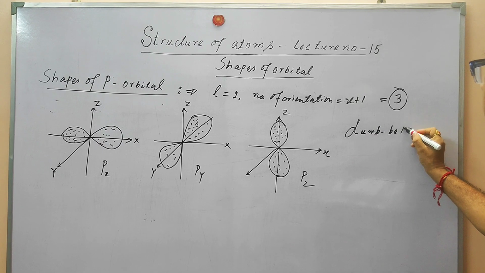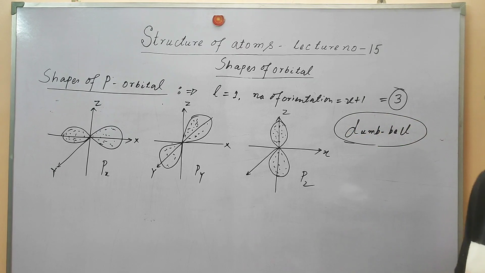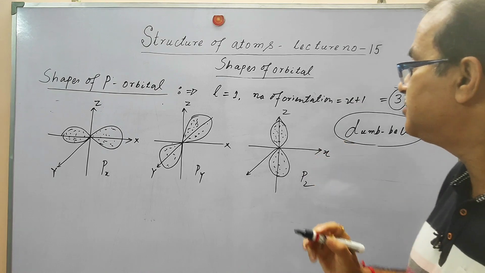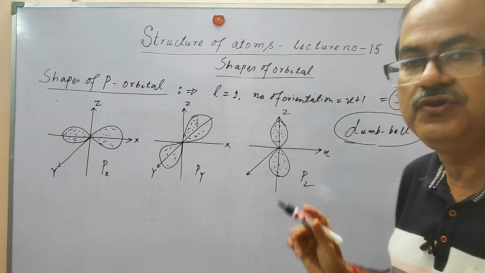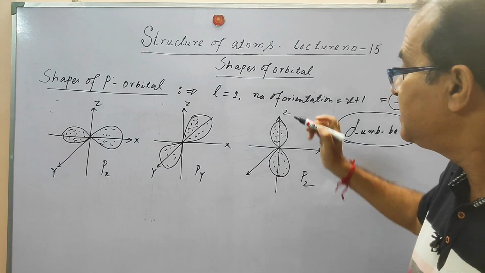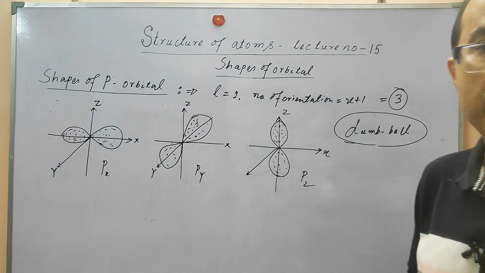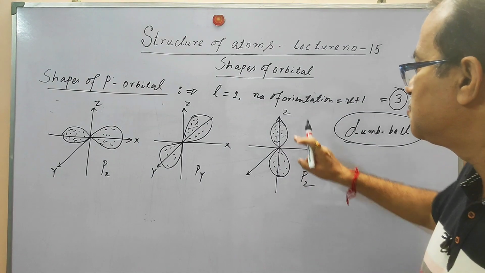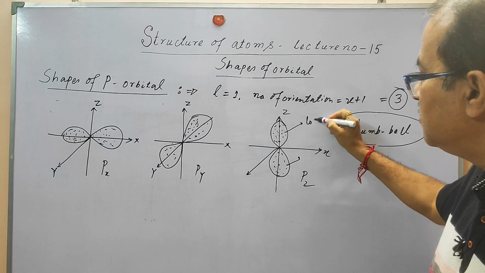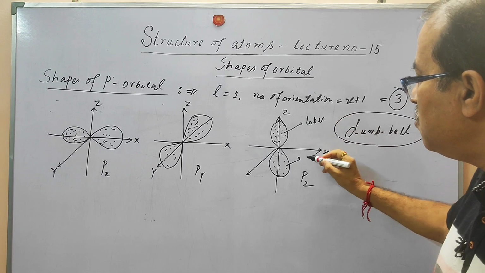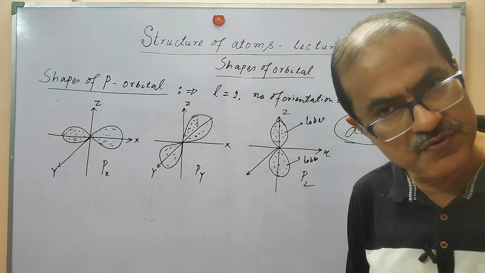You can see the shape of the orbital is called the dumbbell shape. This is called the dumbbell-shaped orbital, and you can see it is like a dumbbell. Here you can see one thing, that the probability of finding the electron at the nucleus is 0. At this place and this place, there will be the maximum probability of finding it. So these are called the lobes. These two sections are called the lobes, and they touch at the nucleus.